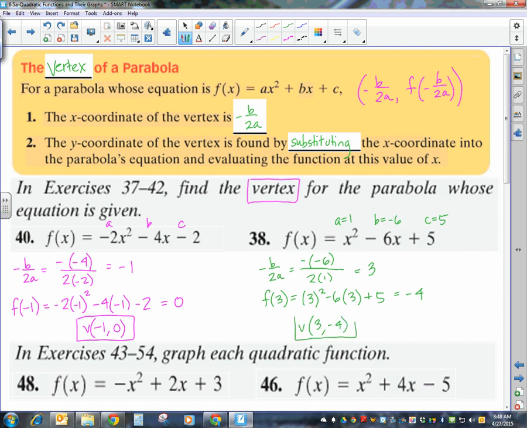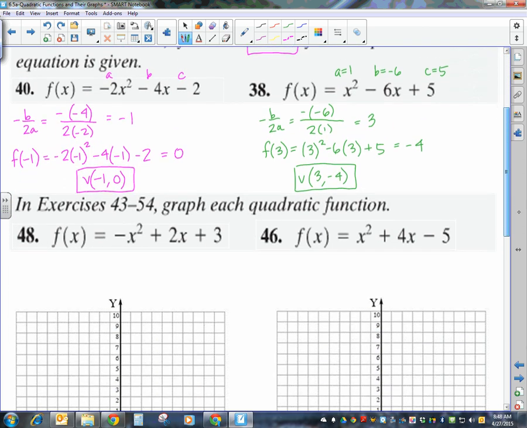You should pause, make sure you know how to put these in your calculator. That lets you know that you understand what's being taught.